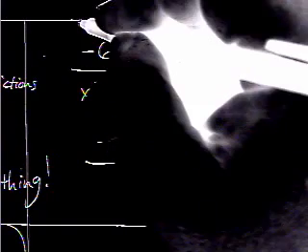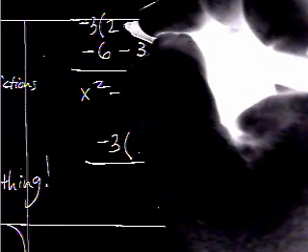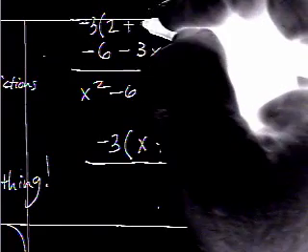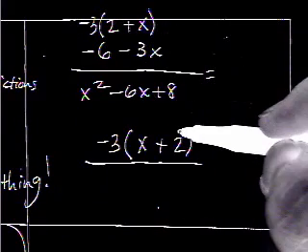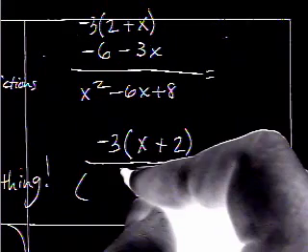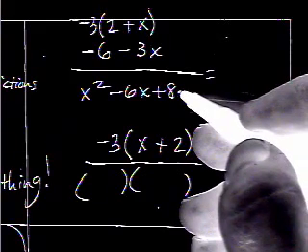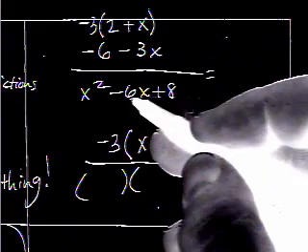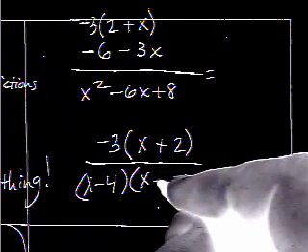Now if you don't know how I did that, I took negative 3 out. I divided this by negative 3, that gave me positive 2. I divided this by negative 3, that gave me positive x. But just for fun, I decided to flip it around so that it looked more like what you're used to. Then you've got to factor the bottom. I don't see a GCF on the bottom, so I just need to go right to my factoring. Factors of 8, whose sum is 6. It looks like both of them have to be negative.